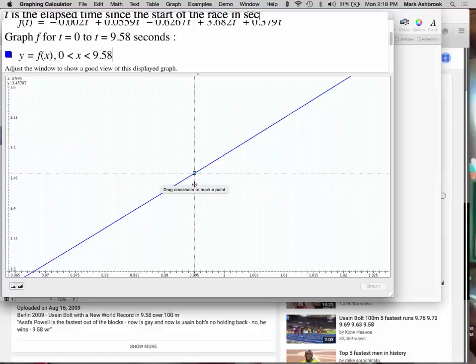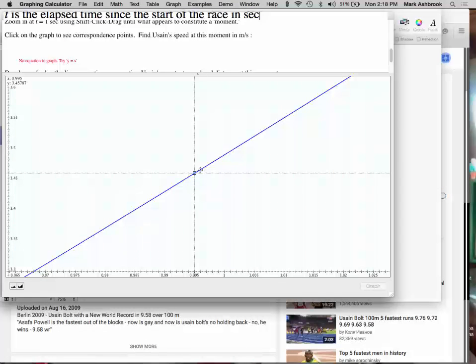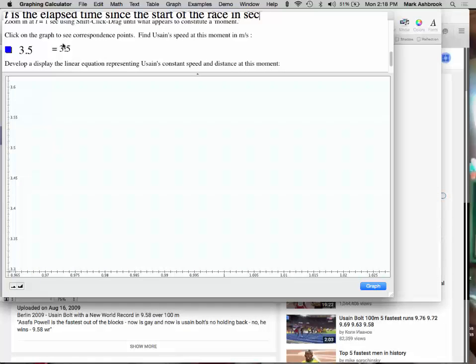And so, what does that show there? So here I'm at 1.005, and it's a distance of 3.5. Oh, it went away.